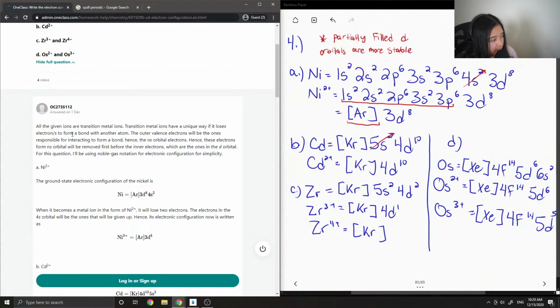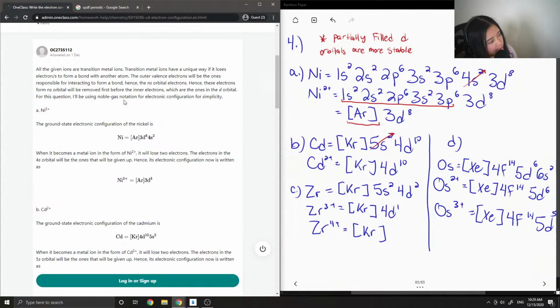All the given ions are transition metal ions. Transition metal ions have a unique way of losing electrons to form a bond with another atom. The outer valence electrons will be the ones responsible for interacting to form a bond, hence the ns orbital electrons. Hence, these ns orbital electrons will be removed first before the inner electrons, which are the ones in the d orbital. For this question, I'll be using noble gas notation for electron configuration for simplicity.